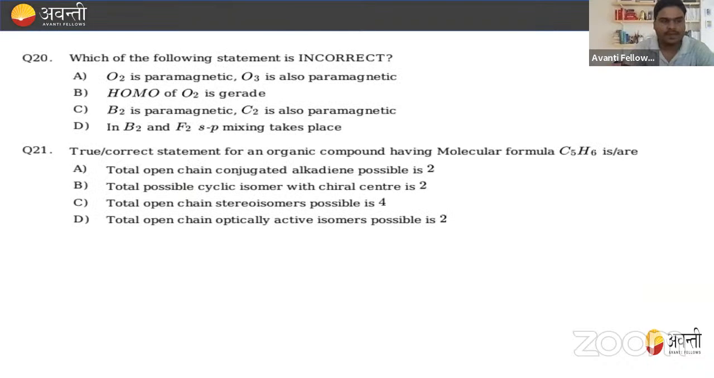Okay. Now, question number 20. Which one of the following statements is incorrect? O2 is paramagnetic, but O3 is also paramagnetic. Yes, this is true. We know that O2 is paramagnetic due to MOT theory, due to the presence of two unpaired electrons in pi star 2px and pi star 2py. But O3 is diamagnetic. It's not paramagnetic.